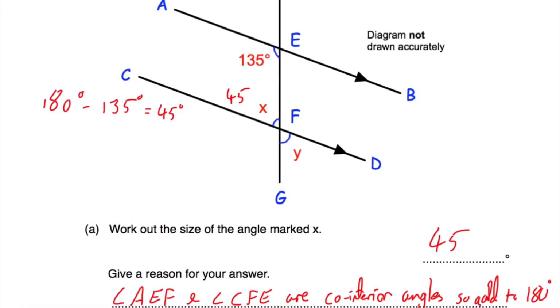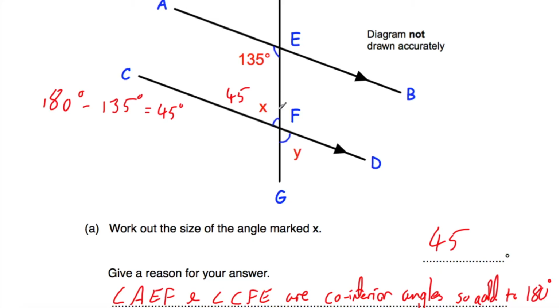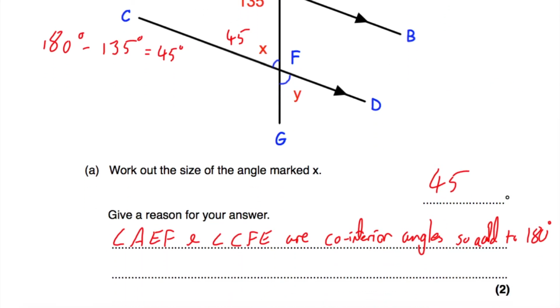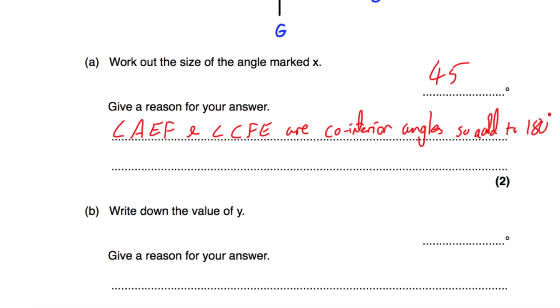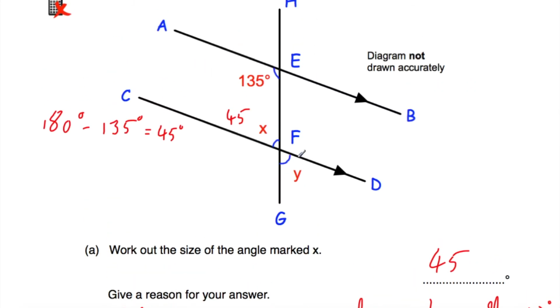If we go back up here and look at this, I've explained the angle AEF and angle CFE are co-interior angles, so they add together to be 180 degrees. So that's why that's 45 degrees. Okay, part B. Part B says write down the value of y, so we want to write down the value of this angle here, y.